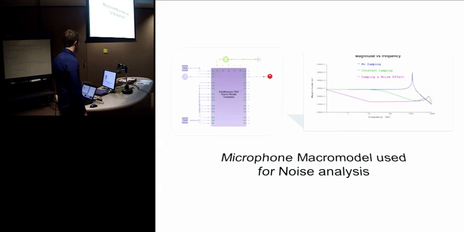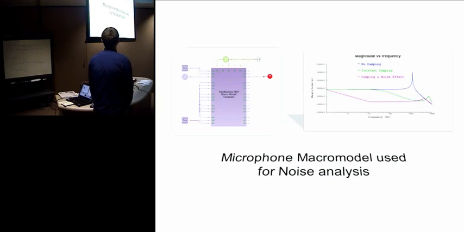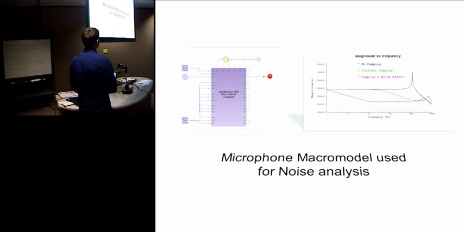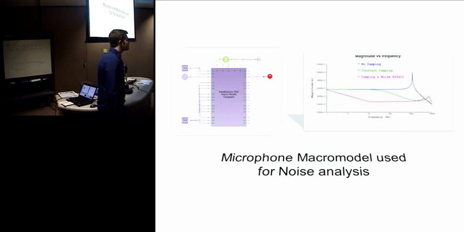We've created a microphone macro model that can be used for noise analysis within simple. So this would be if you created your microphone within TEM and you have it exactly how you want it, you can bring it back into simple and perform a noise analysis and see how it would respond to different signals. The reduced order modeling is going to be a part of the E8.